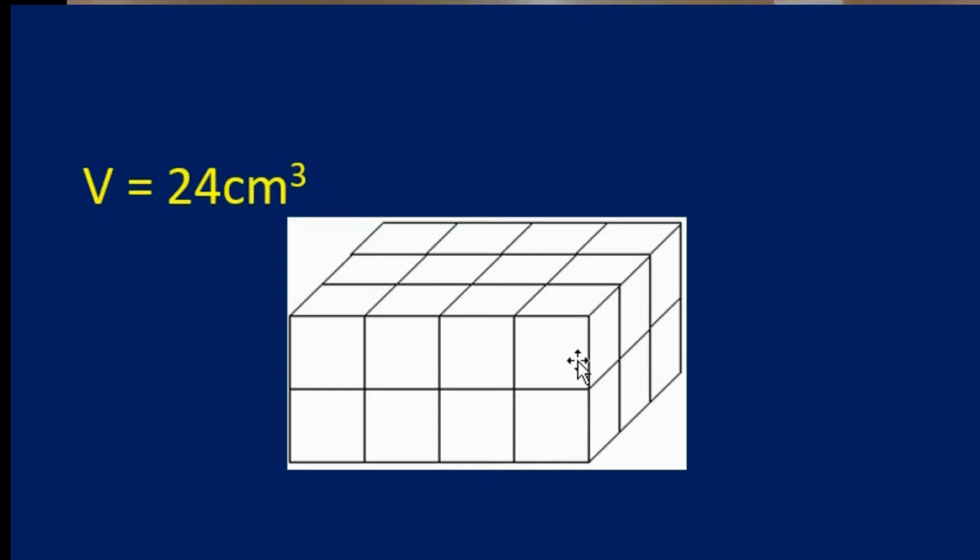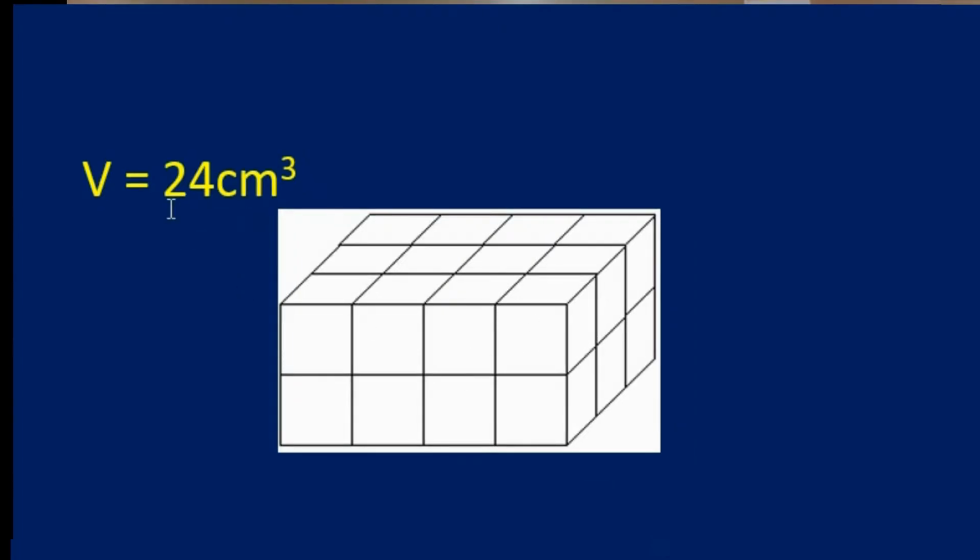So see, it doesn't matter what order I do it in. 12 times 2 is 24. So it doesn't matter what order I do it in. I can do 2 times 4 times 3, or 2 times 3 times 4, or 3 times 4 times 2, as long as I have all 3 dimensions in there and I get 24 cubic centimeters.